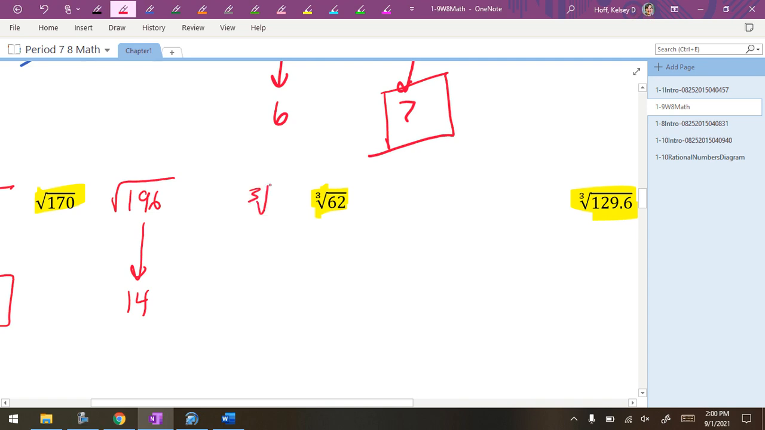Just under the cubed root of 62 would be the cubed root of 27, which is 3. And just above is the cubed root of 64, which is 4. Which one are you picking? 4.